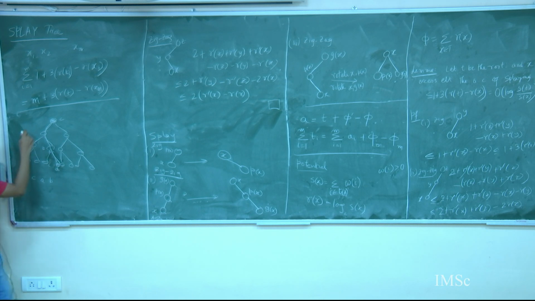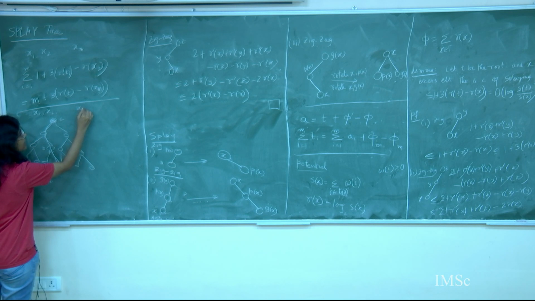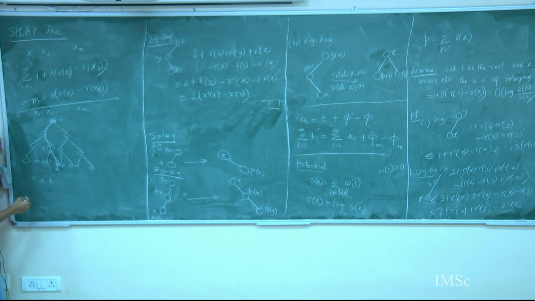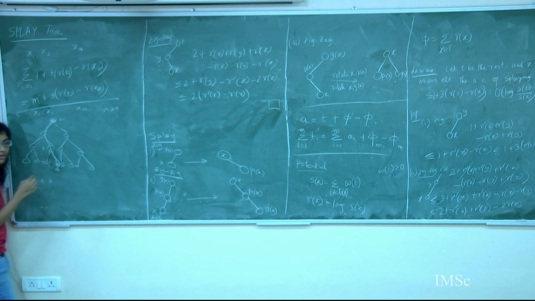Say I am given a sequence x1, x2, ..., xm, and m is larger than n, right? So some elements are coming again and again. Say if I am not allowed to restructure the tree, then whichever element is more frequent, it is helpful to keep that at a lower depth.